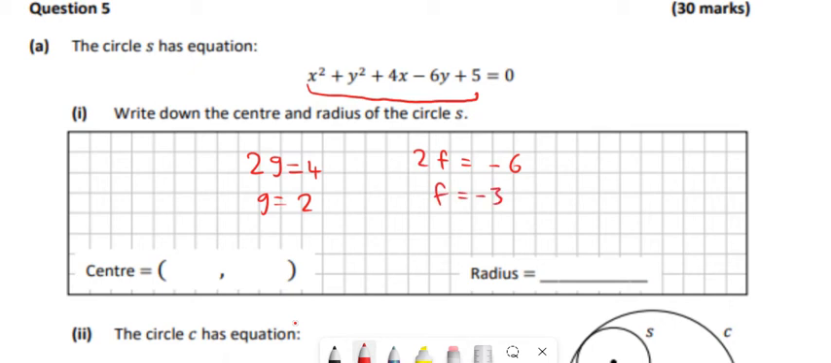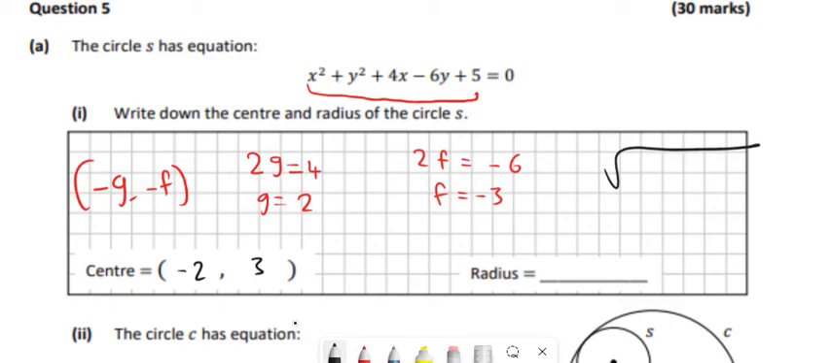Now when we have g and we have f, then the centre is always minus g, minus f. That's in the log tables. So that's what the centre is. Therefore I need to change the sign of both of them. So it'll be minus 2 and it'll be positive 3. So minus 2, 3 is the centre.